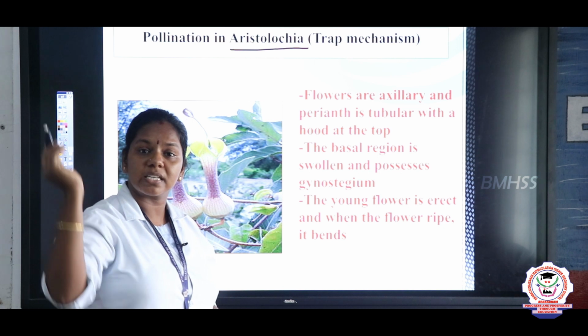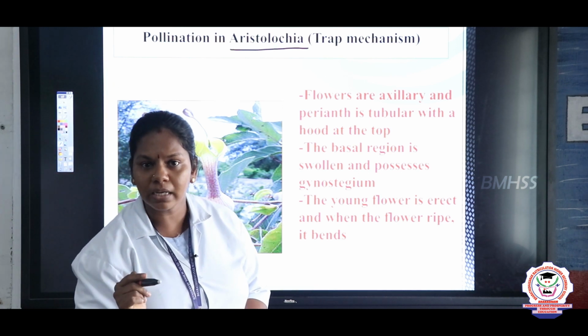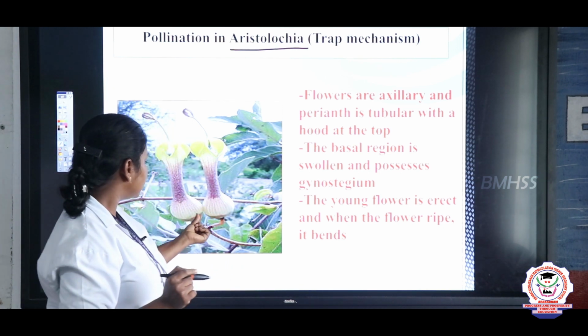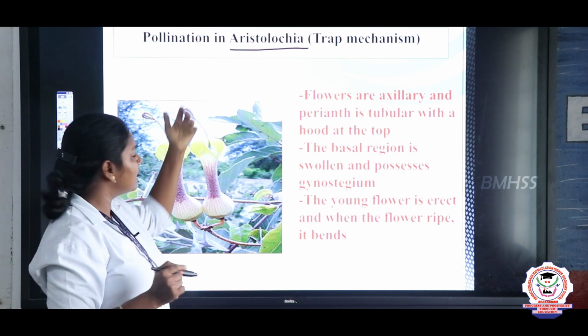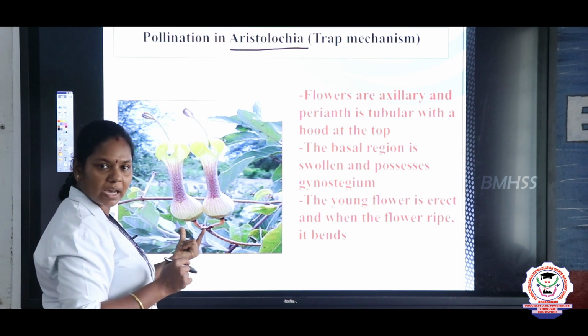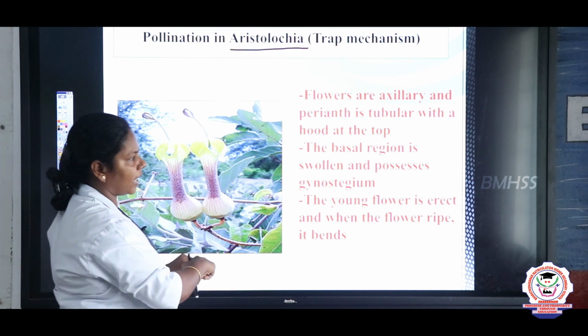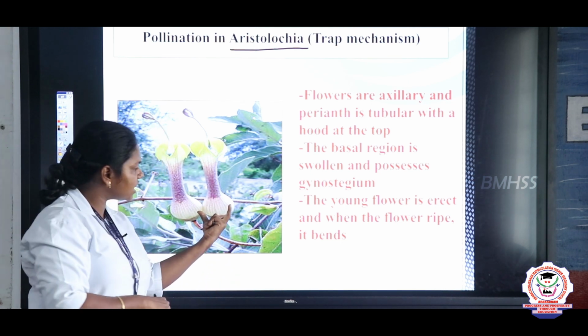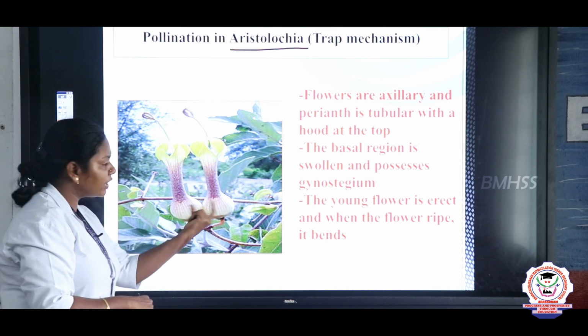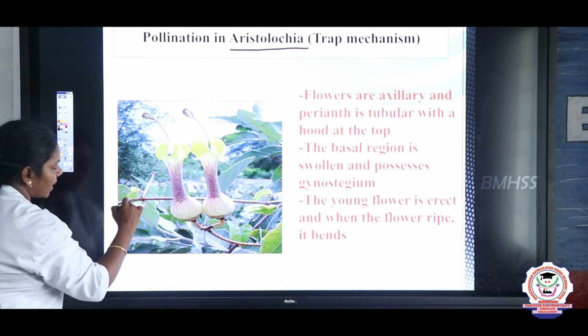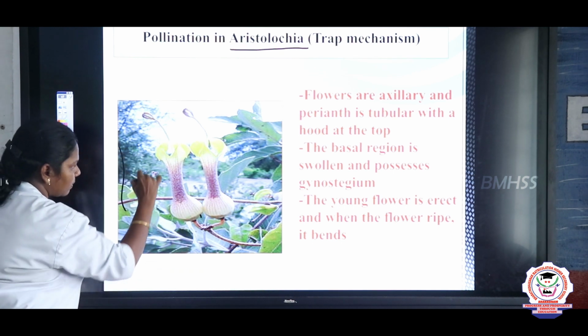When the flower is present at the tip of the flower, it is said to be axillary. Here the flower projects outside the plant, and here you can see the perianth is tubular, in the shape of a tube. The basal region is swollen, and when you see the inside structure, children, in this tube-like structure many hairs are present.